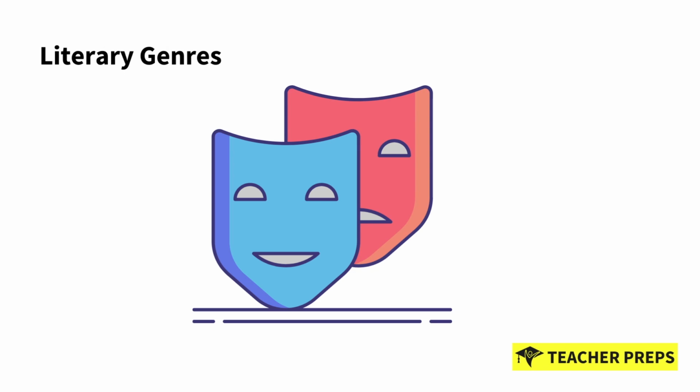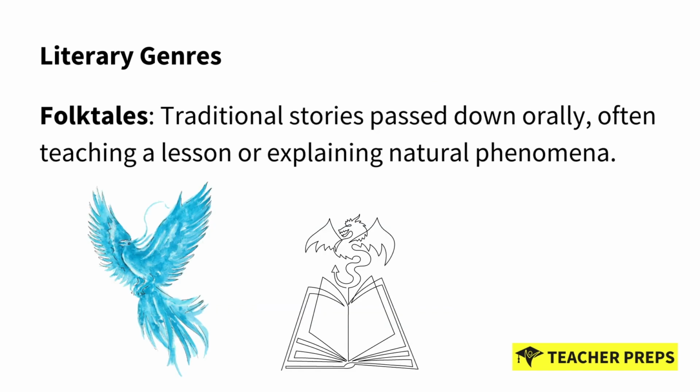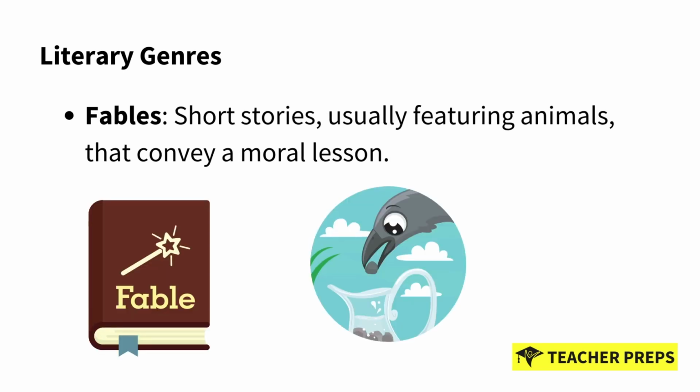And we'll begin with a refresher to make sure that you recall the different literary genres so that you're totally prepared for exam day. Starting with folktales, these are traditional stories passed down orally, often teaching a lesson or explaining natural phenomena. Classroom example here is reading The Tortoise and the Hare and discussing the moral and the lesson of patience and persistence. Next, we have fables. These are short stories, usually featuring animals that convey a moral lesson. Classroom activity or example could be exploring that story, The Ant and the Grasshopper, in order to emphasize the importance of hard work.